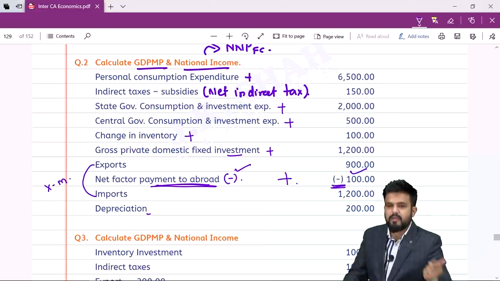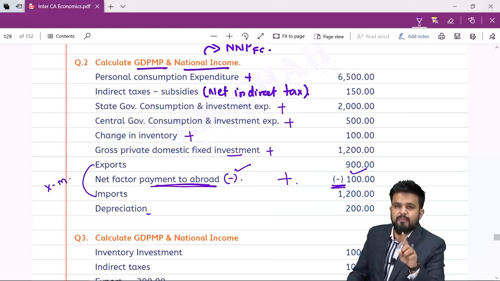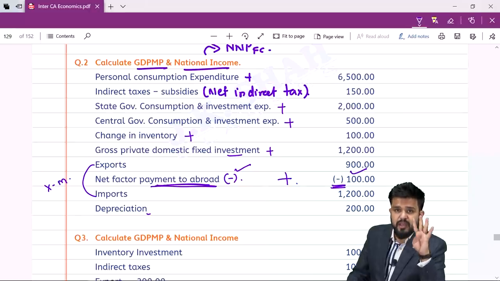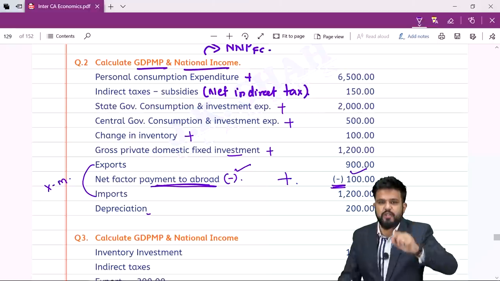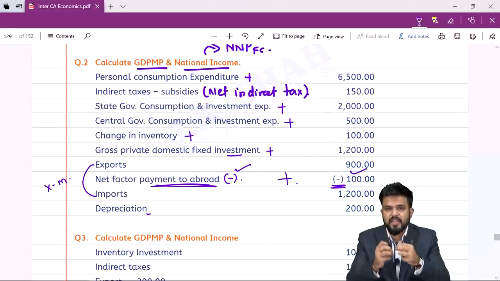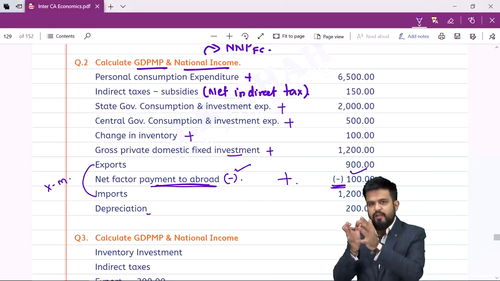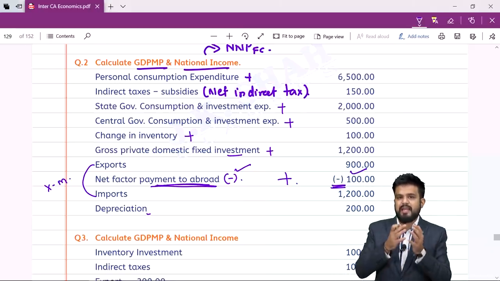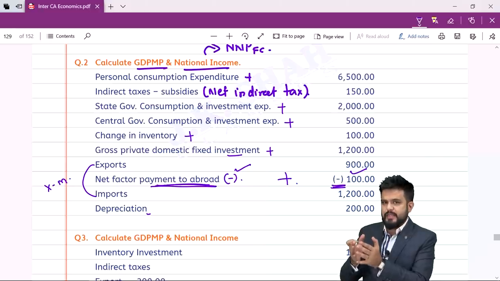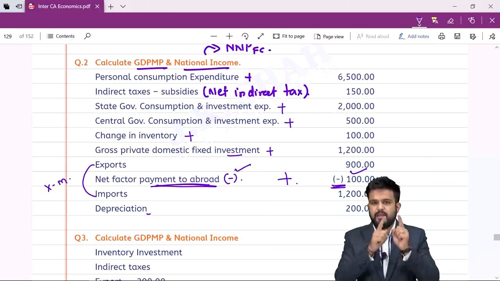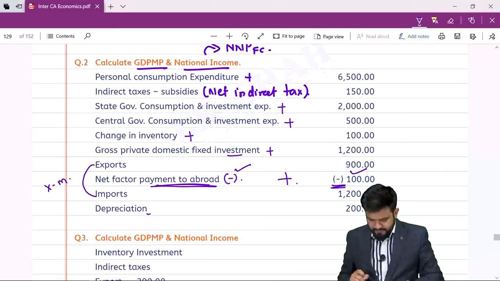Depreciation, later on it will help you. So please remember, while calculating GDP MP, don't touch four items. First NFIA, second depreciation, third indirect tax, fourth subsidy. Don't touch. Depreciation you will use when you want to calculate net, NFIA when you want national, and IT and S, that is indirect tax and subsidy, if you want to jump from MP to FC.